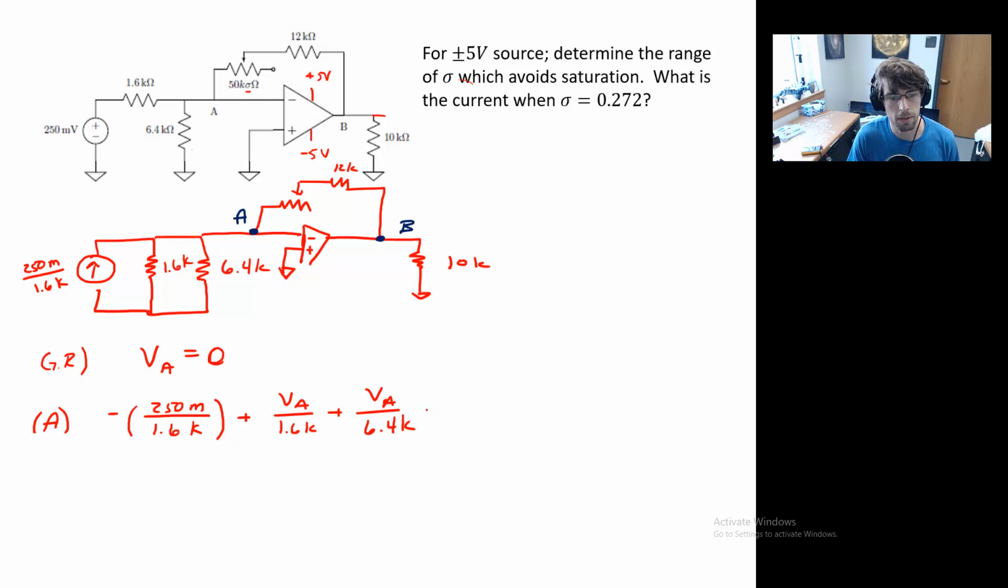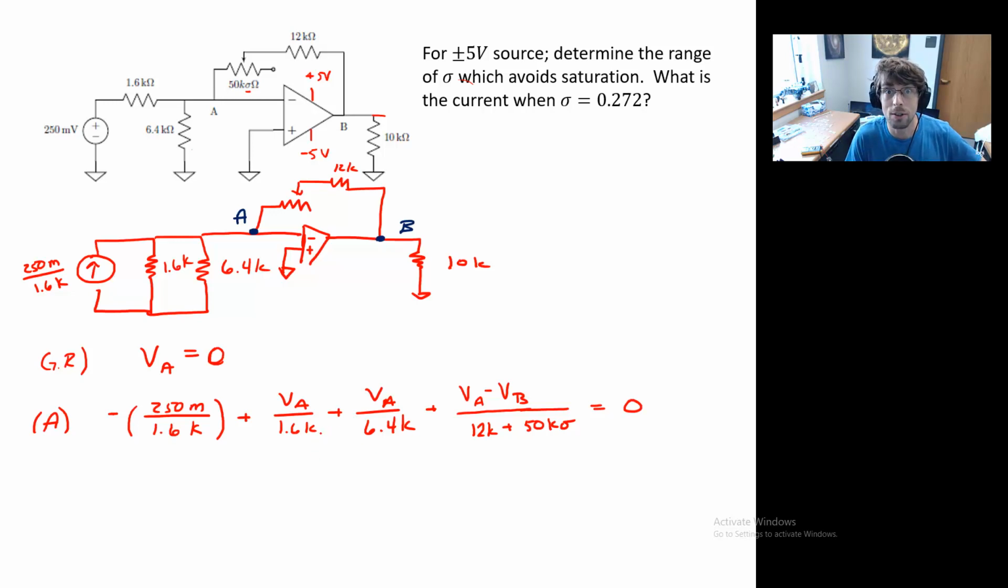And then we would have something like plus VA minus VB. And these resistors in the feedback loop are in series. So we do something like 12K plus this 50K times sigma. And that whole rigmarole equals 0.